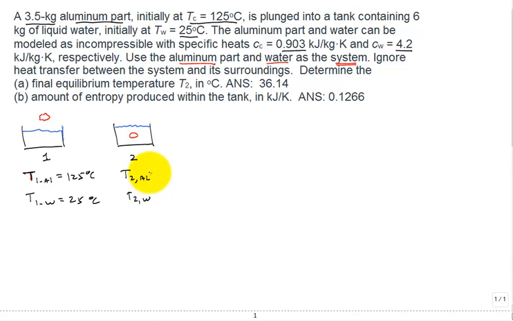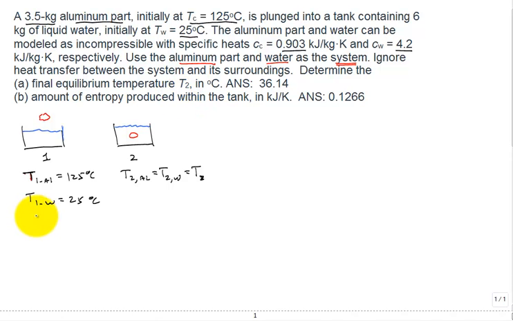Well, we don't know that, but guess what? Why are they the same? Well, they're the same because after a long enough time, they've come into thermal equilibrium with each other. So the system is the combination of the aluminum part and the water together, and they come to one final equilibrium temperature. I'm going to call it T2. Okay. How do we find that temperature T2?